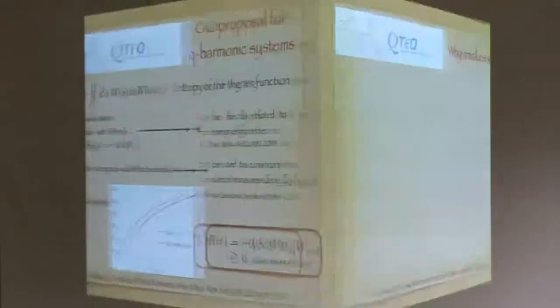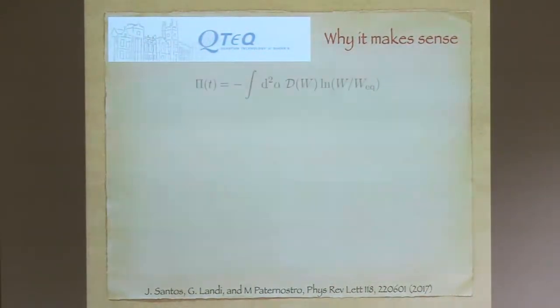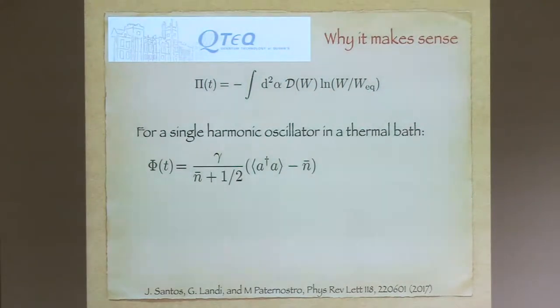So that is the quantity that we want to focus on, and let me explain why it makes sense. Through this proposal, you can put your hands on the entropy production rate and the entropy flux rate, finding some very nice features. One of them is, for instance, that the flux rate is immediately linked to something that you can go and measure in the lab, the mean number of excitations in the state of the harmonic oscillator that you have at hand. Here, n bar is the mean occupation number of the environment. So this is for a harmonic oscillator in contact with a thermal bath.